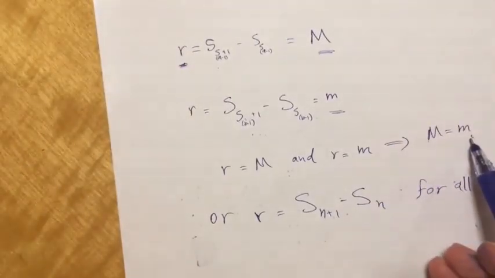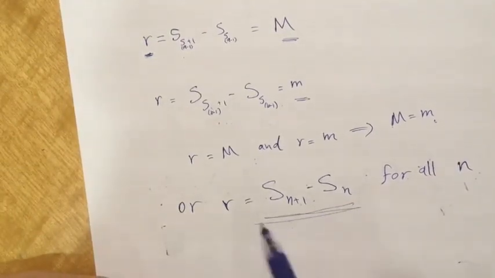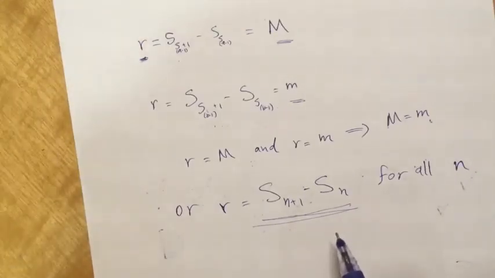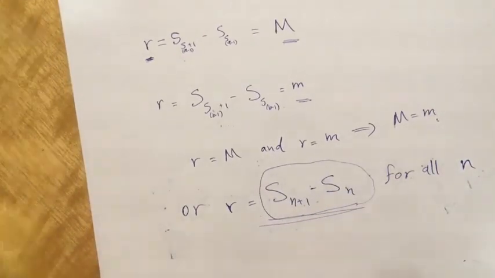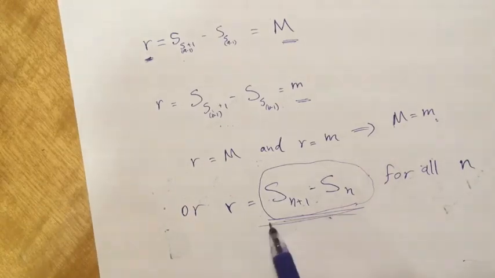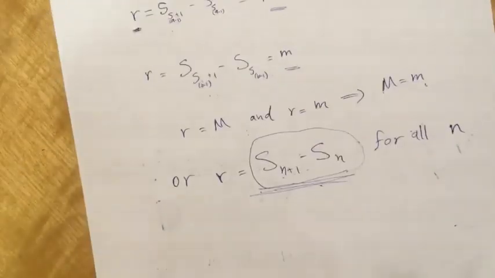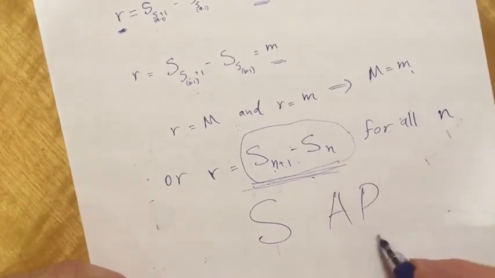But the way capital M and small m were defined, they were the maximizer of these differences and also the minimizer. Now if the maximizer is equal to the minimizer, that means this sequence is always the same. Its maximum achievable value is the same as the minimum achievable value. And so the difference between S_{n+1} and S_n is always constant no matter what n is, and hence S is an arithmetic progression.